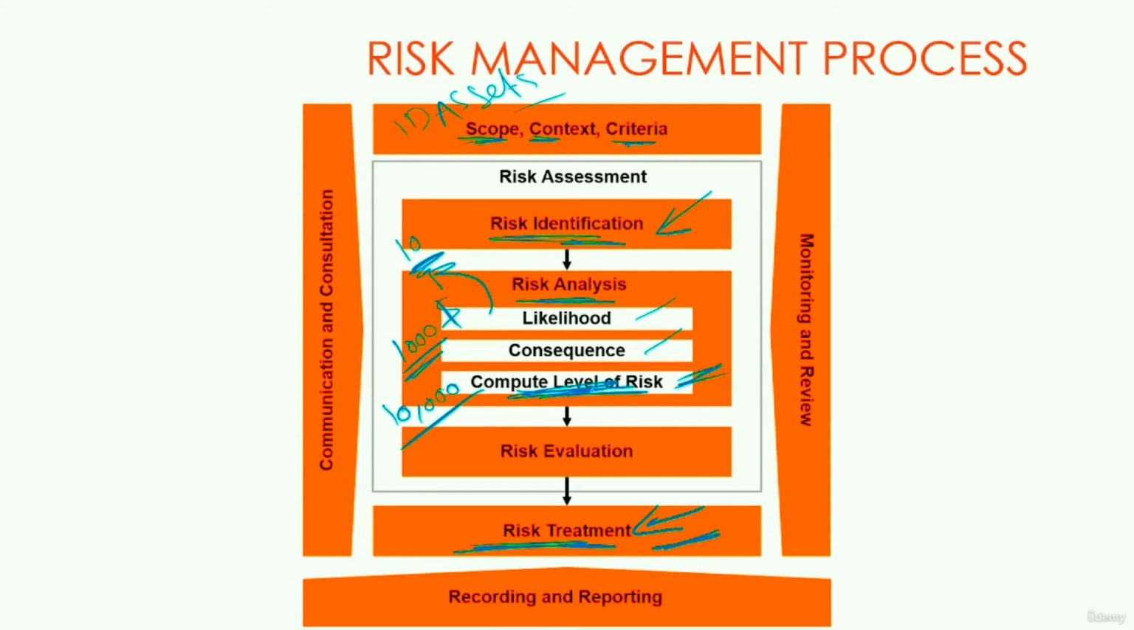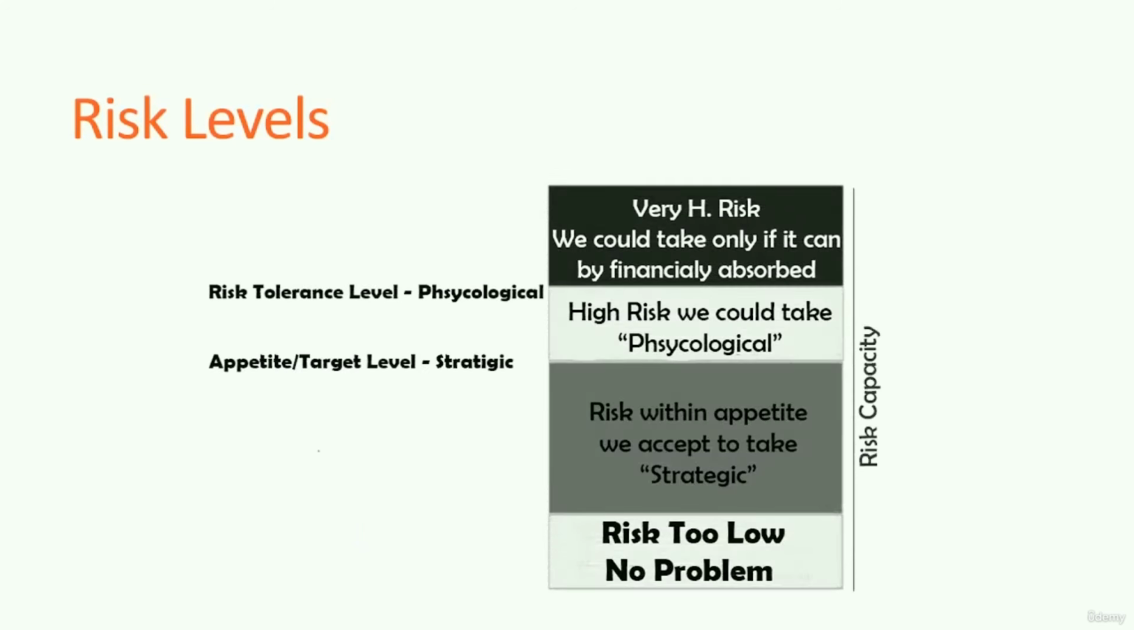But after identifying the level of risk, we go to risk evaluation. And the goal of the risk evaluation part here is to evaluate if this level of risk is acceptable by management or not. In organizations, when we establish the risk management framework, we also establish the levels of risk. We can say that we have some kind of risk that is too low or too minor, which is not a problem at all.